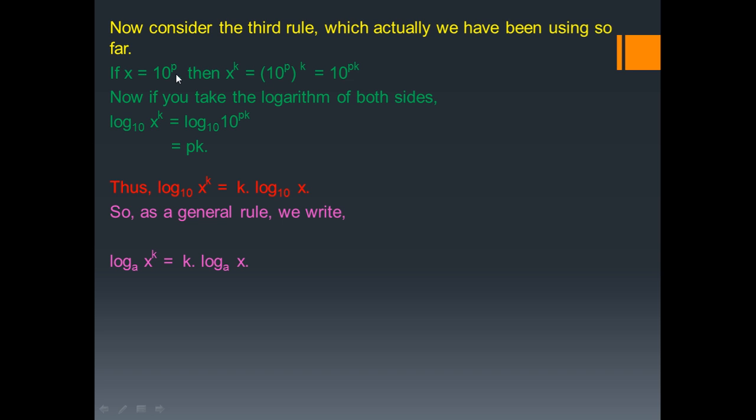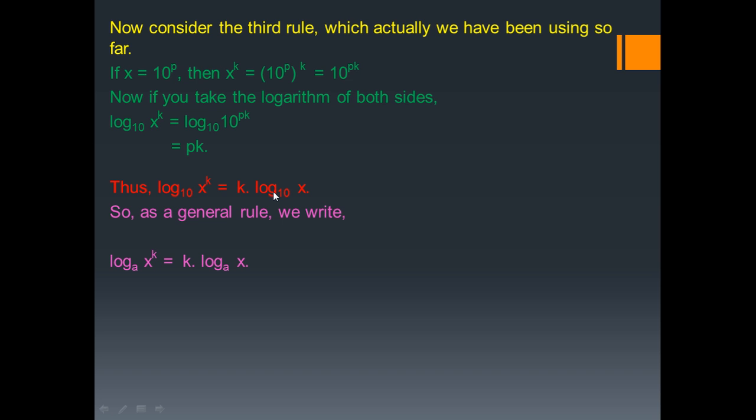So 10 to the power p times 10 to the power k is equal to 10 to the power pk. So the next step would be, as in the case of multiplication and division, I'll take the logarithm of both sides. Since I have 10 here, I'll take the logarithm to base 10. So logarithm to base 10 of 10 to the power pk is equal to pk here.